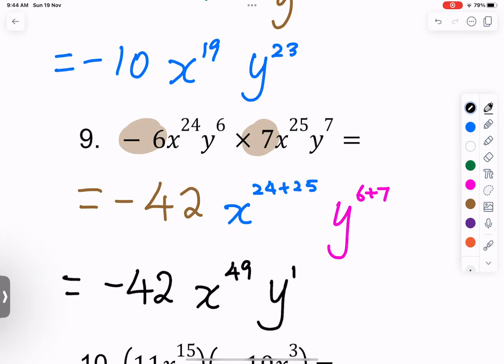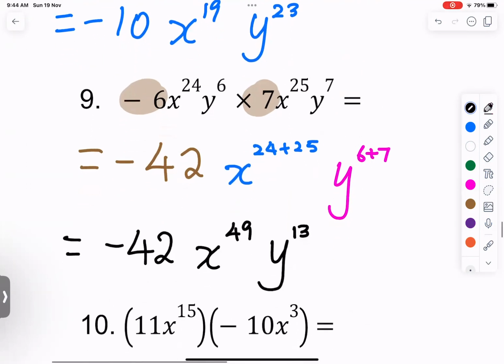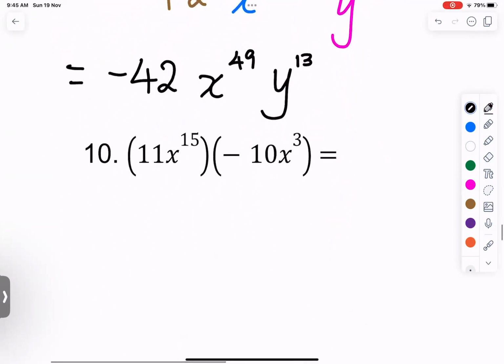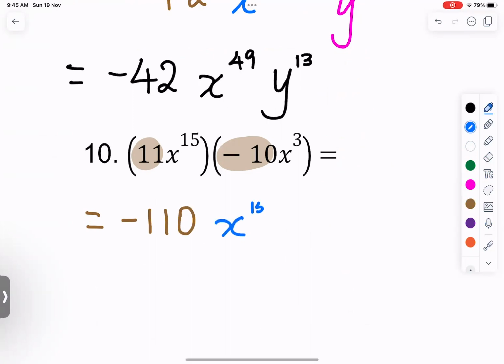6 plus 7, 13. You can always pause the video, do it on your own first, and then check the answer after seeing each of the questions. So 11 times negative 10, negative 110. And then x goes with x, 15 plus 3, 18. Oh, by the way, you can ignore the equal sign there.